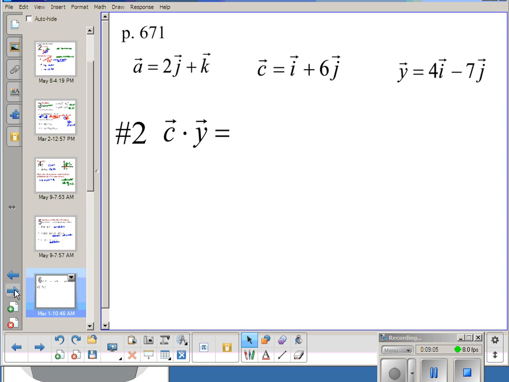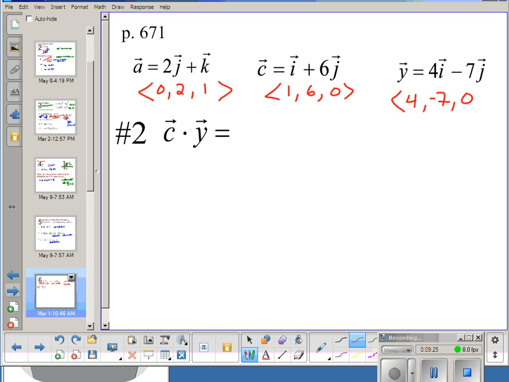All right, so let's look at a couple examples. And I think for our purposes, it may be easier to represent these in this notation. I have 0 i's, 2 j's, 1 k, and I have 1 i, 6 j's, 0 k's. Actually, I didn't need a at all for this one. And y is 4i, negative 7j, 0k. So when I'm going to do the dot product, I'm going to use the algebraic formula right here. And I take my i times my i. 1 times 4 is 4. 6 times negative 7 is negative 42. And I get an answer of negative 38. So that is my dot product.